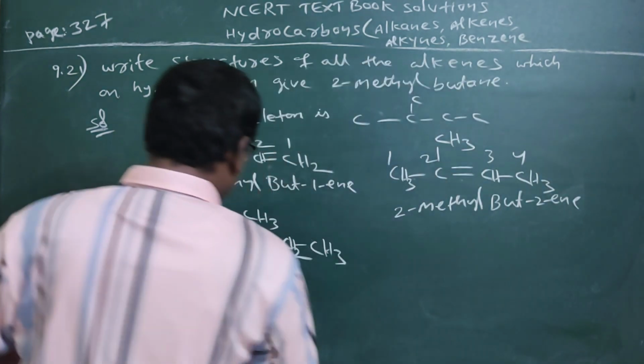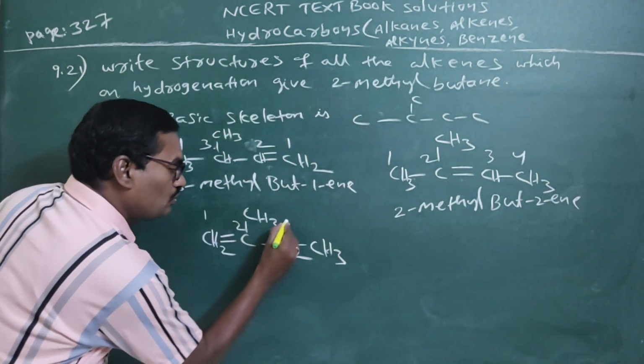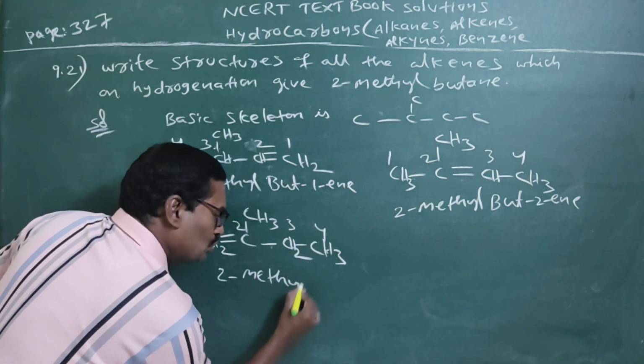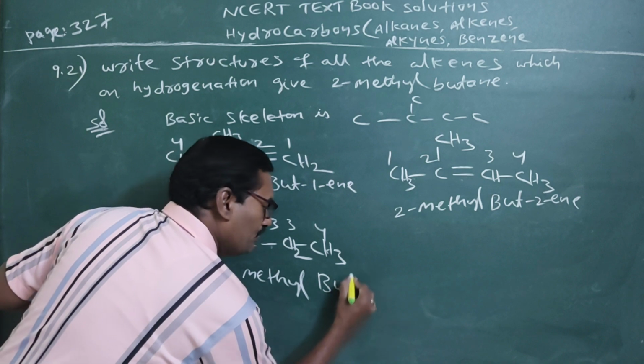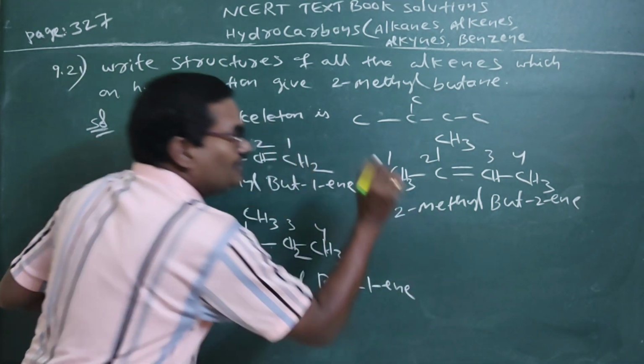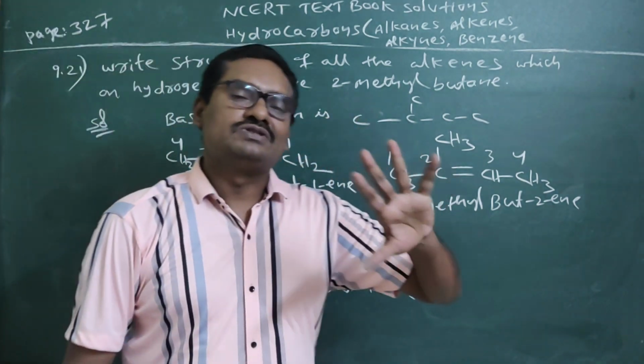In the third compound, we will give numbering 1, 2, 3, 4. So it is 2-methyl, 4 carbons but. First place contains ene, but-1-ene. So totally the compounds are 3.